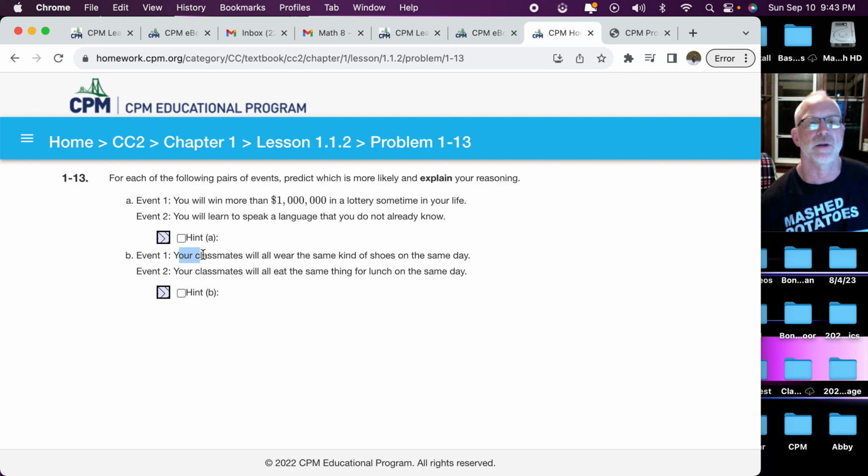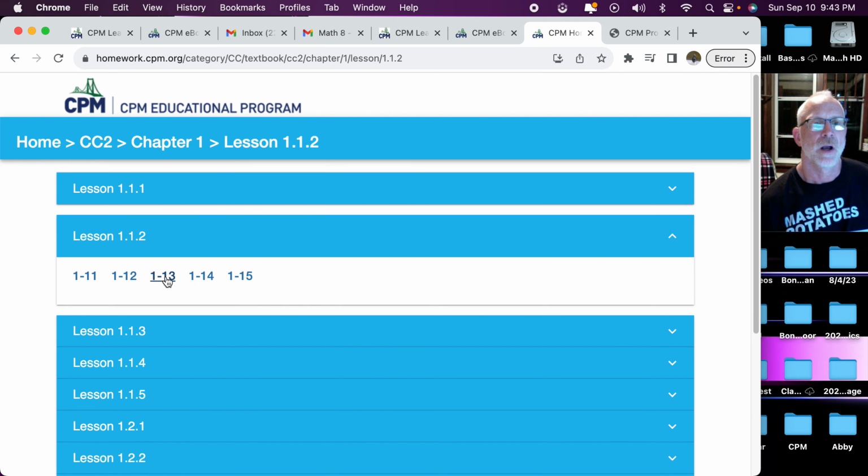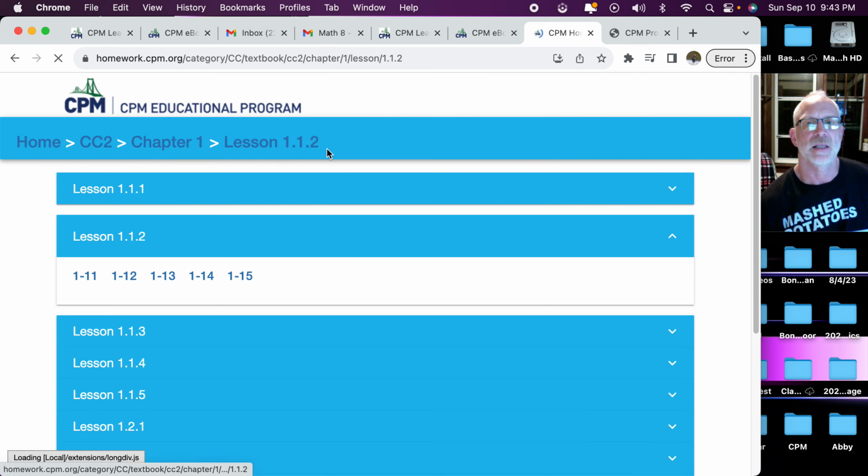What's more likely? Your classmates will all wear the same kind of shoes on the same day, or your classmates will eat all the same thing for lunch on the same day. Take a look at those. Was that 113? Yeah. Let's go to 114.